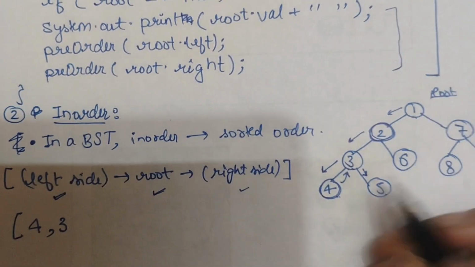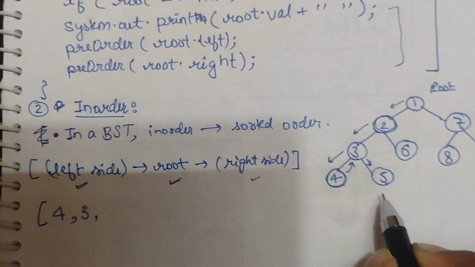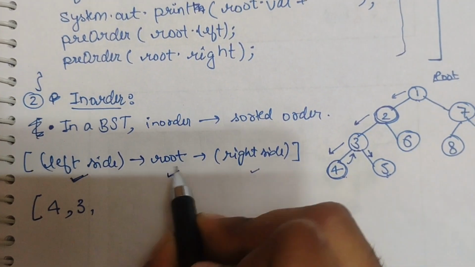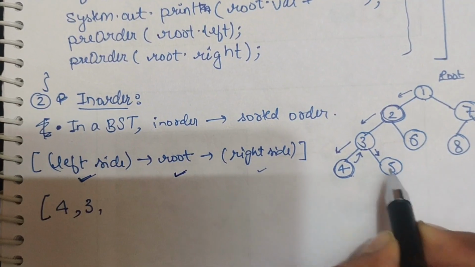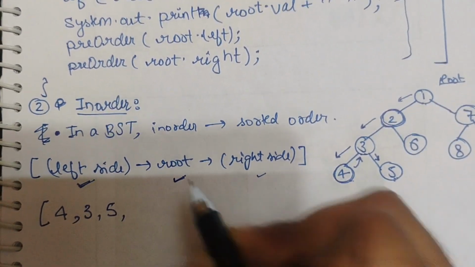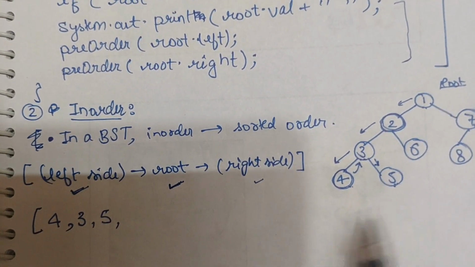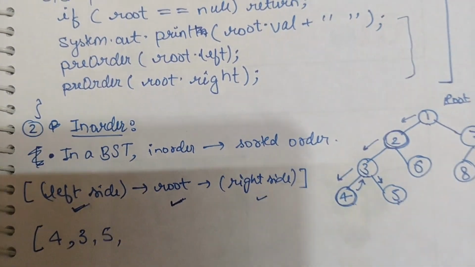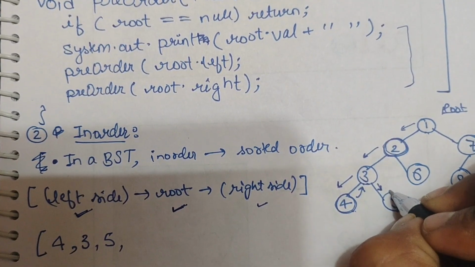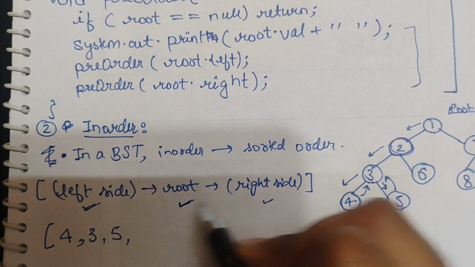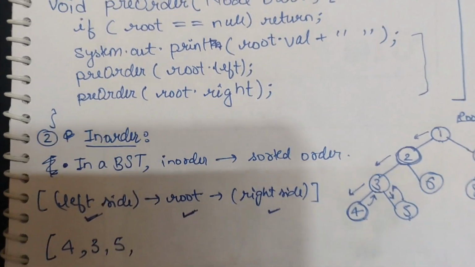Okay, from 5. Does 5 have a left? No, it does not. That means for 5 this is executed. Okay, 5 comes to this. 5 will print 5 here. Okay, that means for 5 this is executed. Does 5 have a right? No, it does not. That means for 5 this is executed. Yes. Now the recursion call will return from 5 to 3. Now for 3, all of this is executed.